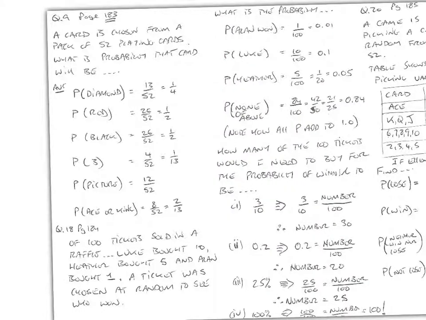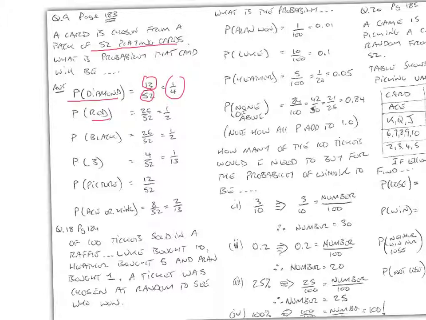These examples are taken from the Junior Cert book, but they apply in the same way for the senior course. A card is chosen at random from a pack of 52 playing cards. What's the probability that it will be a diamond? Well, the probability that it will be a diamond is the number of diamonds in the pack divided by all the cards in the pack, 1 in 4.